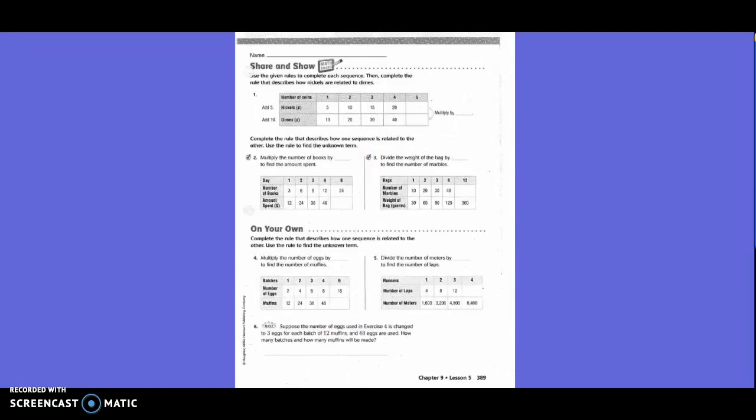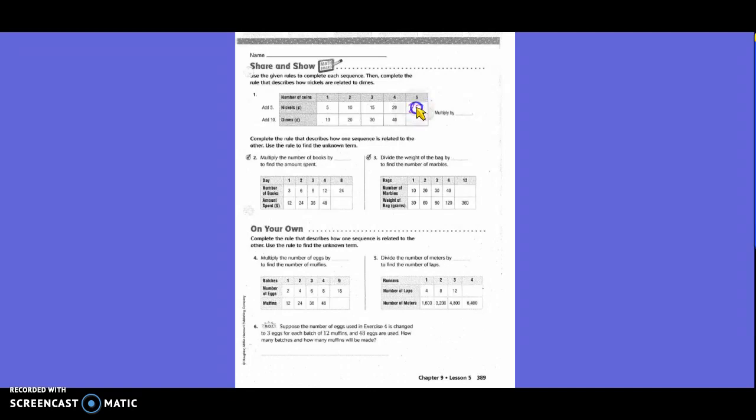Share and show. Use the given rules to complete each sequence. Then complete the rule that describes how nickels are related to dimes. So on the first line, they go 5, 10, 15, 20, and they're saying you add by what? 5. So what would be in the next box?